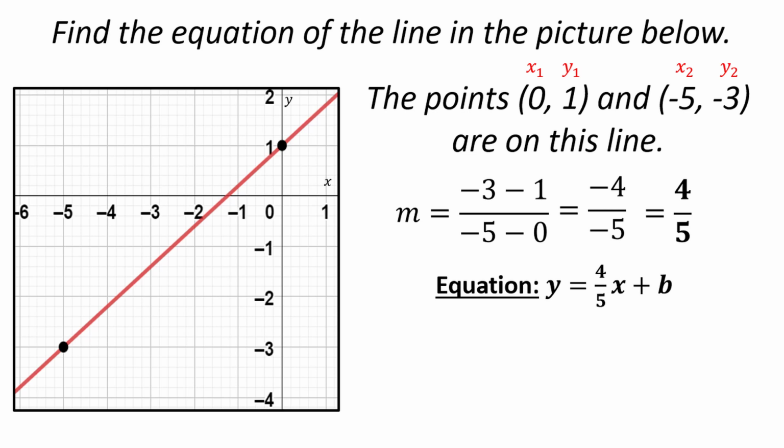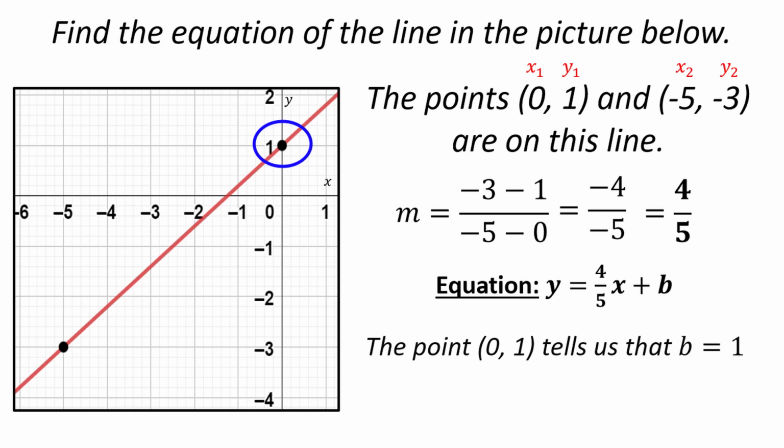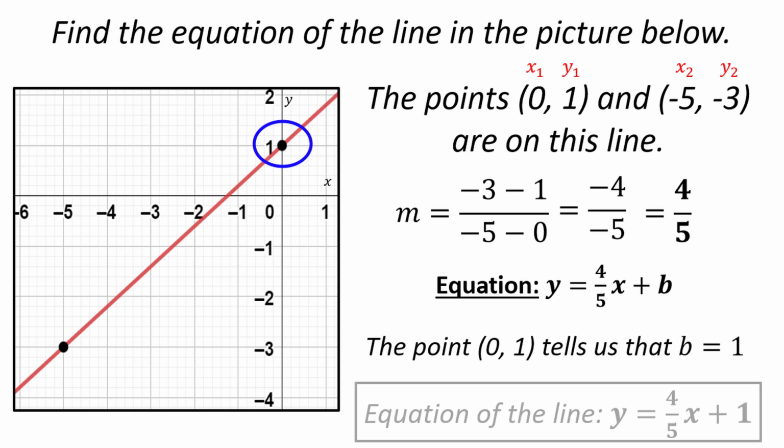Recall that the y-intercept is simply where the graph of the line crosses the y-axis. We could plug in a point like we did last time, but conveniently, one of our points is the y-intercept of (0, 1). (0, 1) is where the line intersects the y-axis, which tells us that our b value is 1. Therefore, the equation of our line is y equals 4/5 x plus 1.